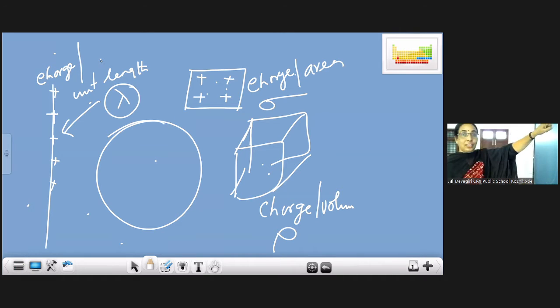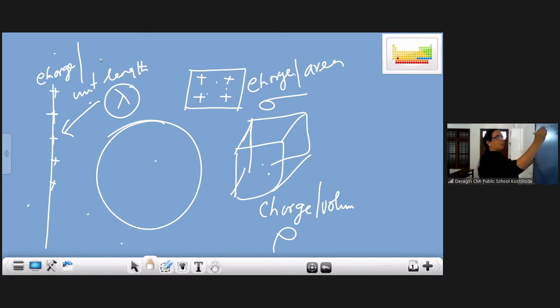For a uniformly charged thin sheet, I use the term charge per unit area. For a uniformly charged sphere or uniformly charged cube, I can use the term charge per unit volume. I use the letter rho. And what about their units? What will be the unit of lambda?